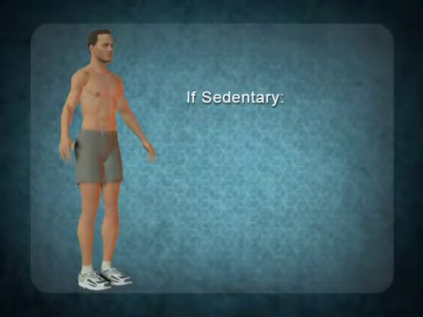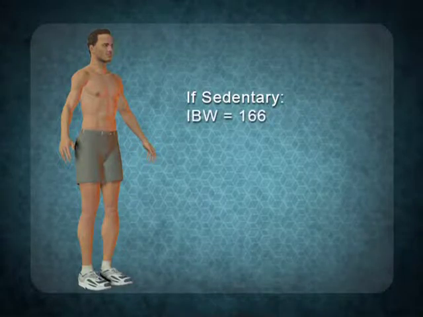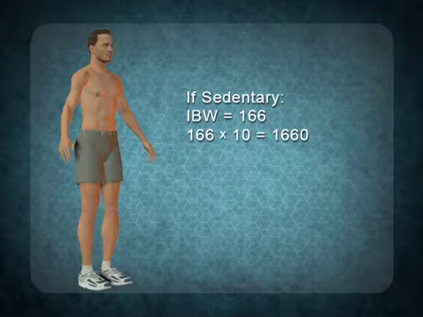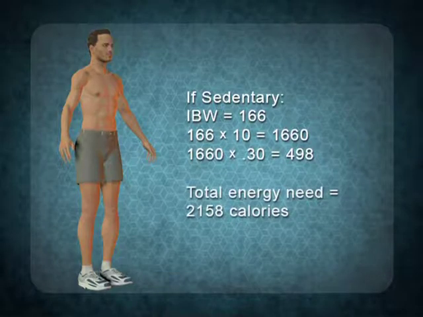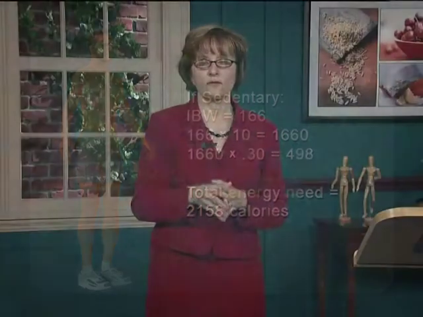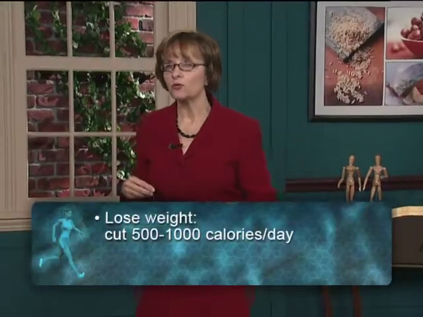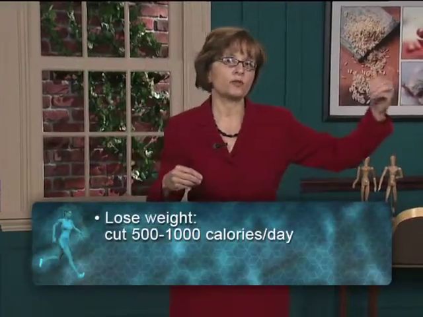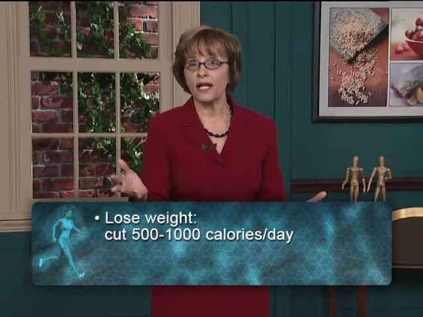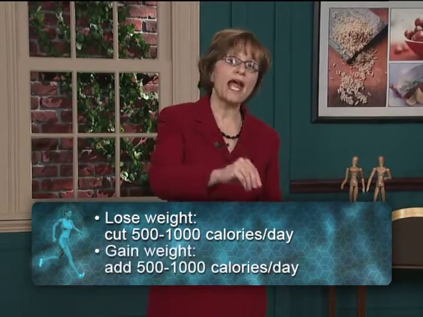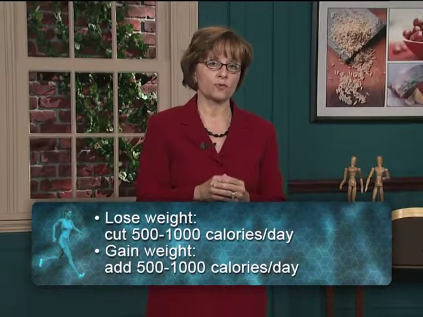Now what about a man? A man who is 5'10" and sedentary, ideal body weight's 166. 166 times 10 is 1,660. If he's sedentary, he only gets to add 30%. So 30% would give him a total energy need of 2,158. Again, remember, if you're trying to lose weight, you've got to cut between 500 and 1,000 calories per day. Now, what about if you're underweight and you need to gain? Well, it's the reverse. You would add 500 to 1,000 calories per day.